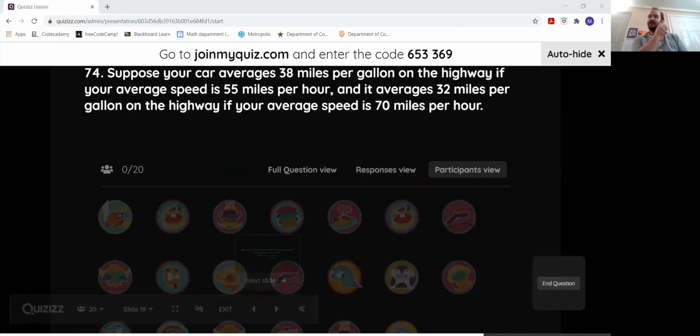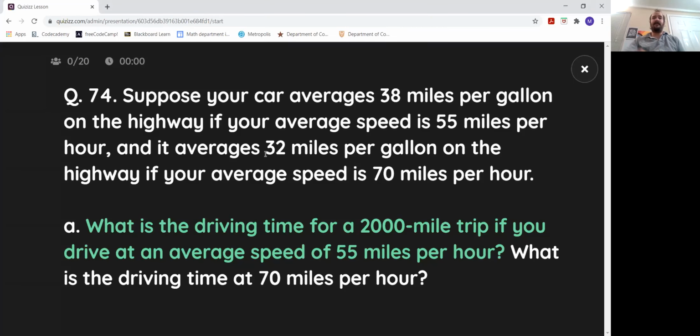Clear my drawings so I don't get the scribbles on there. All right, so suppose your car averages 38 miles per gallon on the highway at 55. Okay, so this is the one they're setting up. Suppose your car averages 38 miles per gallon on the highway if you're driving 55 miles per hour, and it gets 32 miles per gallon if you're driving 70.